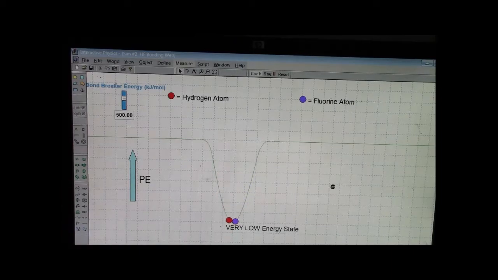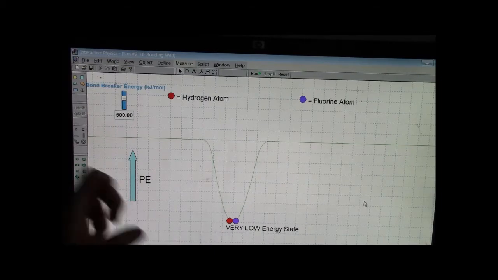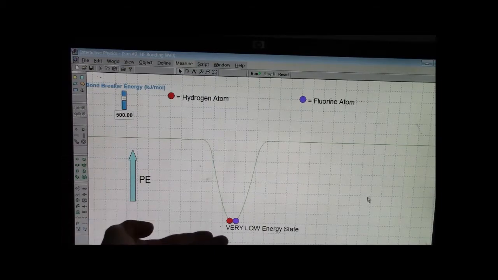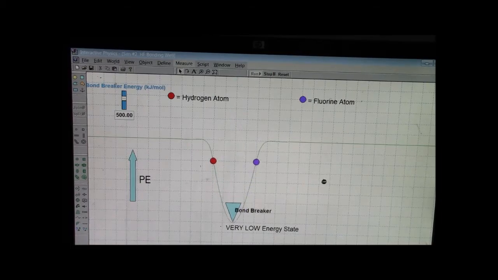As we watch this simulation here, the bond breaker energy is 500 kilojoules per mole, which was plenty to break the previous bond, but is unable to break this stronger bond. We can say that this very low energy state is stable. So this is a stable bond, it's a stable molecule. The bond breaker attempts to disrupt it, but is unsuccessful because of the strength of the bond.